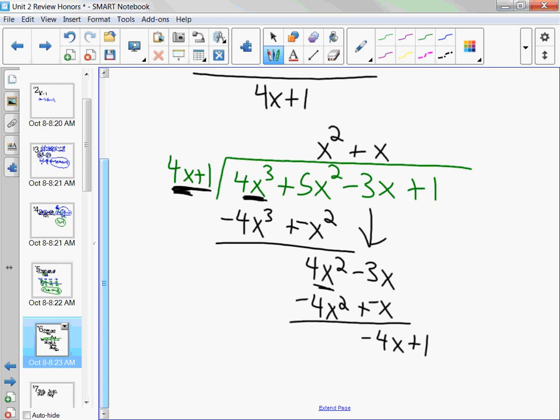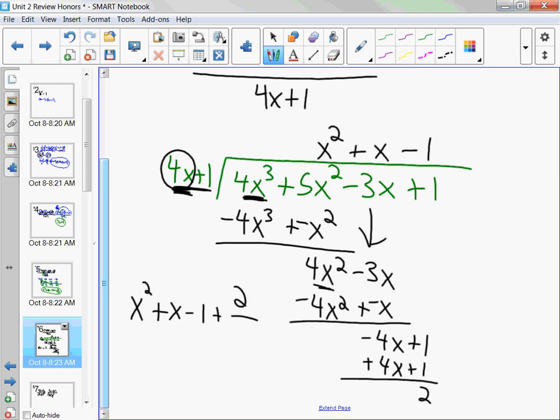I will repeat the process again. What times 4x by up here to get negative 4x? The answer is negative 1. Negative 1 times 4x is negative 4x. Negative 1 times 1 is negative 1. Change the signs and add. I get 2 right there. And so my remainder is 2. So I get x squared plus x minus 1 plus 2 over 4x plus 1 is my answer.